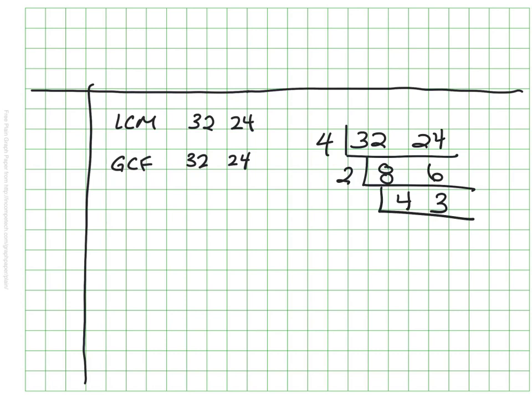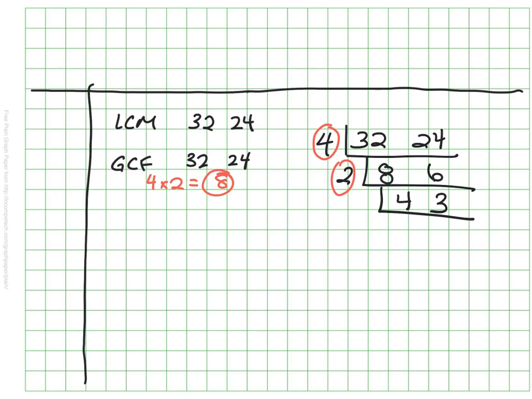And I'm going to look for my greatest common factor. I'm going to switch colors here. My greatest common factor is what I see on the outside. It's the ones that I have divided by, and I'm going to just combine them. So 4 times 2 means their greatest common factor is 8.